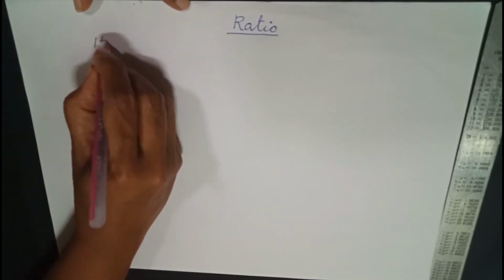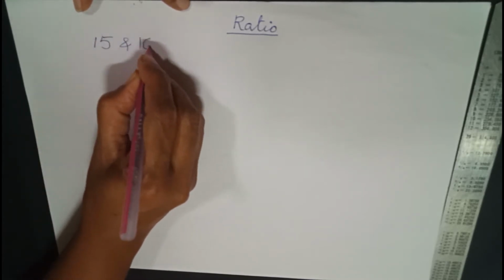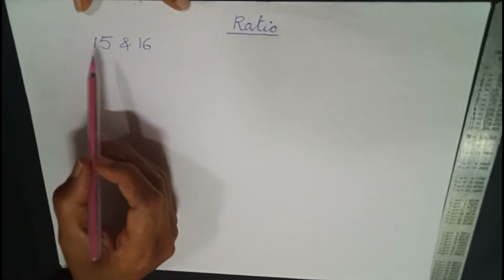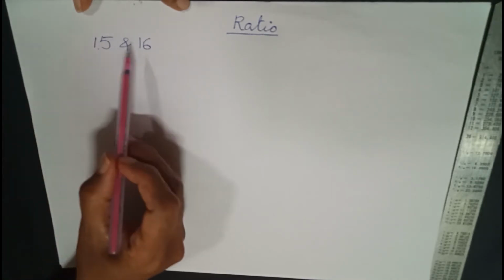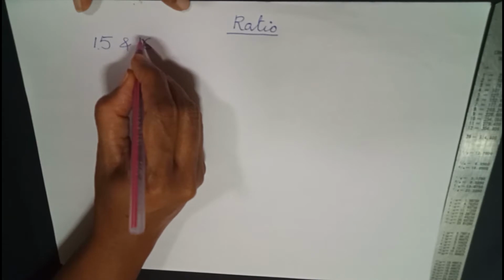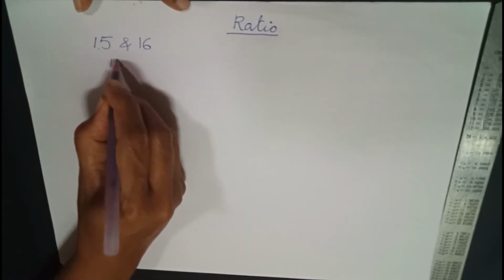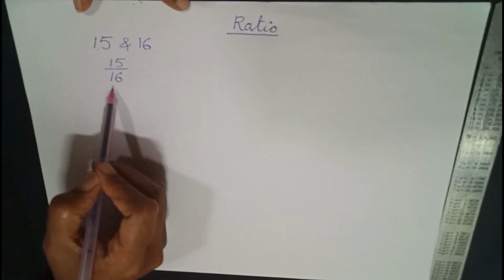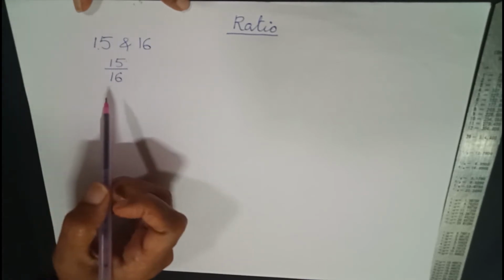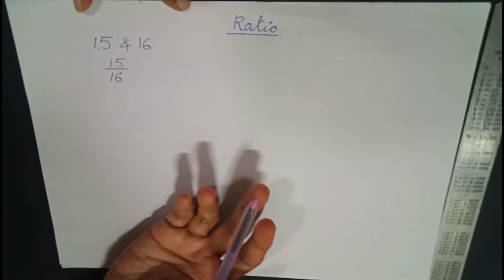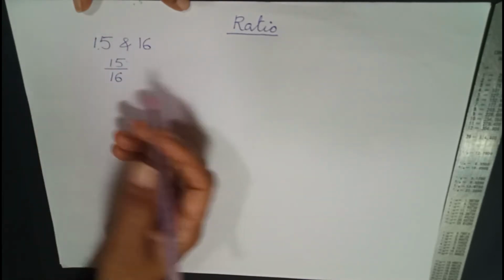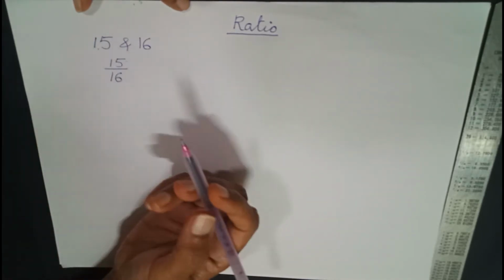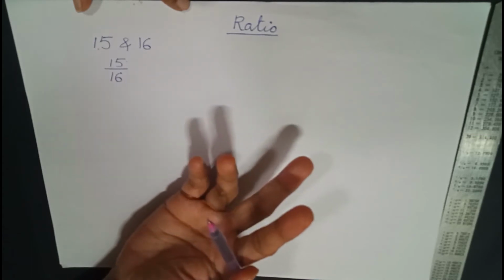Let us say I have two numbers, 15 and 16, and I am asked to find out the ratio of the first number to the second number. So you just have to divide the first number by the second number, right? So this is the ratio. And in case both these numbers are present in a particular table or can be divided by any number, we should reduce it or cancel the common multiple and get it in a reduced form.